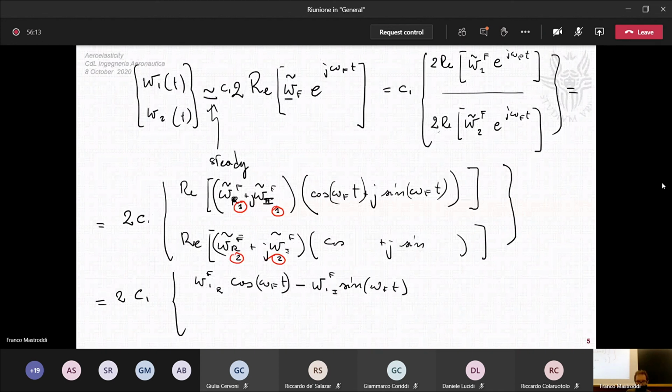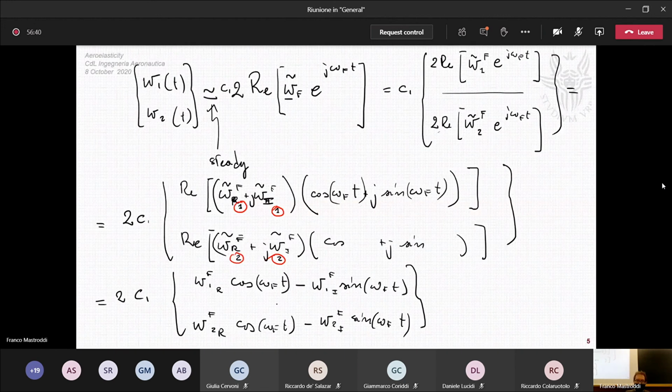The other component of this vector is with 2, so we have W flutter 2 real cosine omega flutter t minus W flutter 2 imaginary sine omega flutter t. Okay, now we can consider, we have here the real part and imaginary part of a complex number.